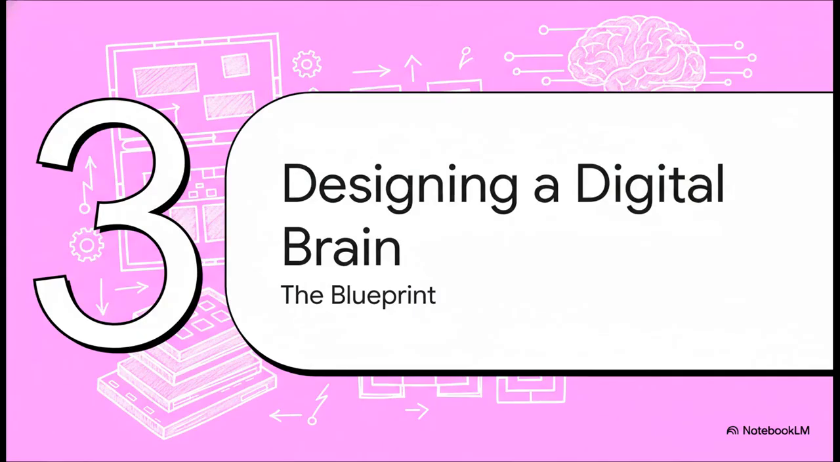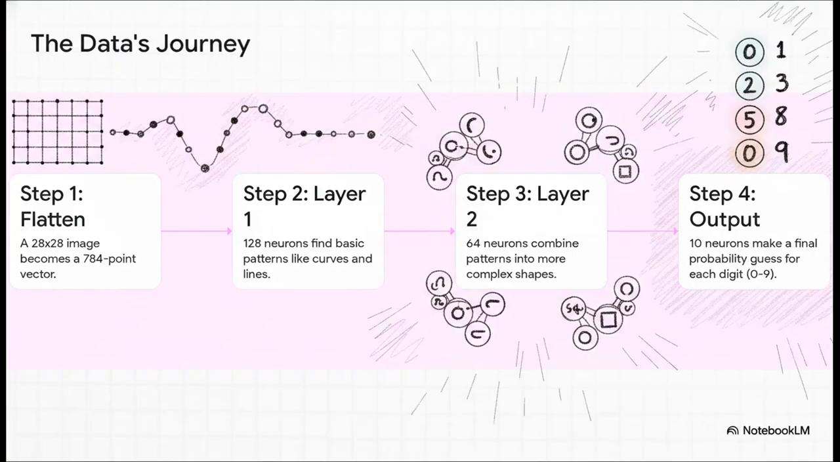And now for the really fun part, the architecture. We're not just throwing random code at a problem here. We're actually designing a blueprint for a brain, building it up layer by logical layer. So this shows you the entire journey the data takes. First things first, we can't feed the network a 2D grid of pixels. It wants a simple flat list. So we flatten that 28 by 28 image into one long line of 784 numbers.